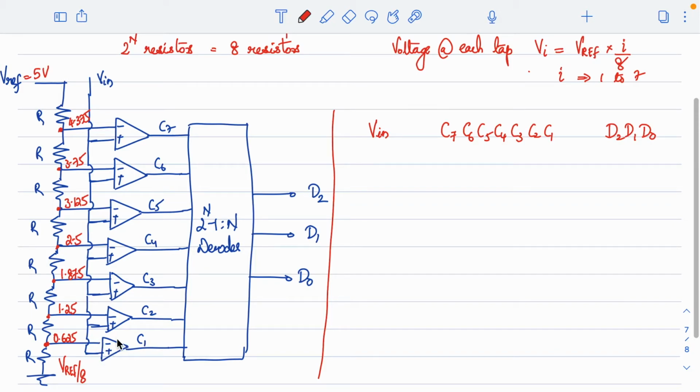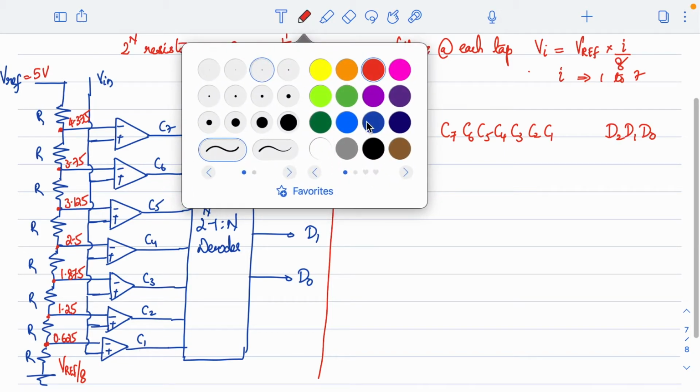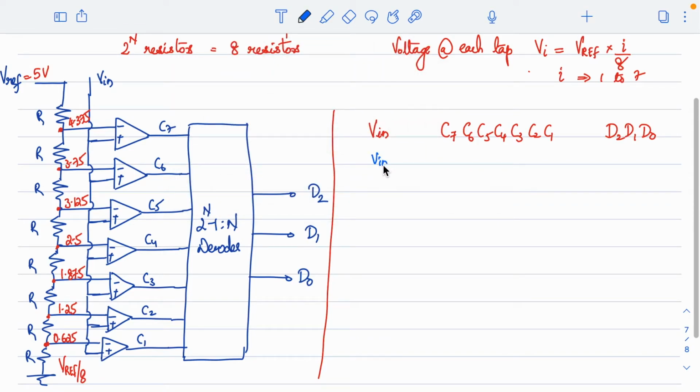Comparator C1 will produce a 1 when the minus input of comparator C1 is at 0.625 and the input voltage is greater than 0.625. Otherwise C1 will give you 0. How can I write that condition? If your input voltage is less than 0.625, that is the condition for this range.